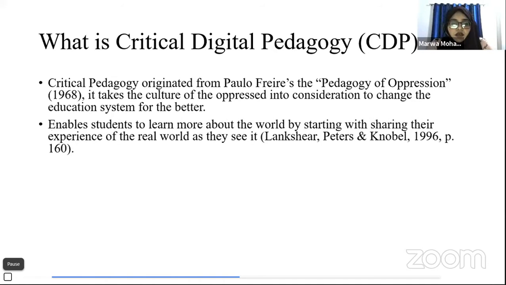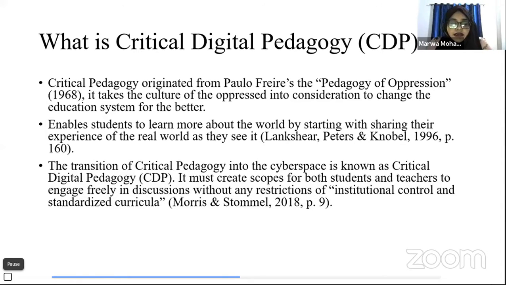So what it does is that it enables learners to learn more about the world. It is not like the teacher only shares whatever she or he knows about the world, but it is also about students sharing their experiences of the real world. And when critical pedagogy is transformed into the cyberspace or the internet, it is known as critical digital pedagogy.